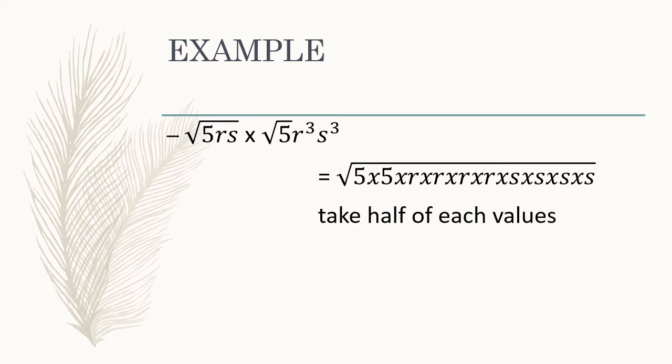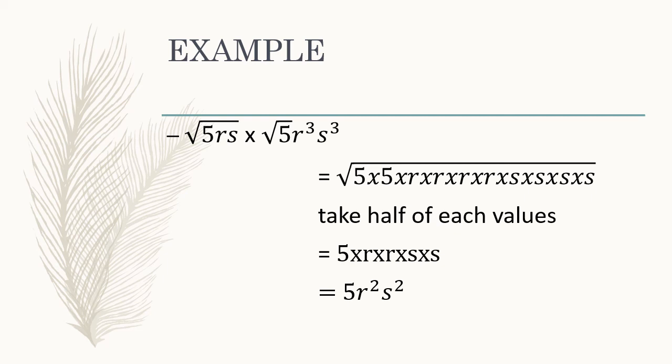Now you will take half of each value. 5 is 2, so you take 1 5. r is 4, so you take 2 r's, and s is 4, so you take 2 s's, which will give us 5 times r times r times s times s. Now you multiply them and compress them, you simplify them, you will get 5r raised to power 2 s raised to power 2 as your answer.